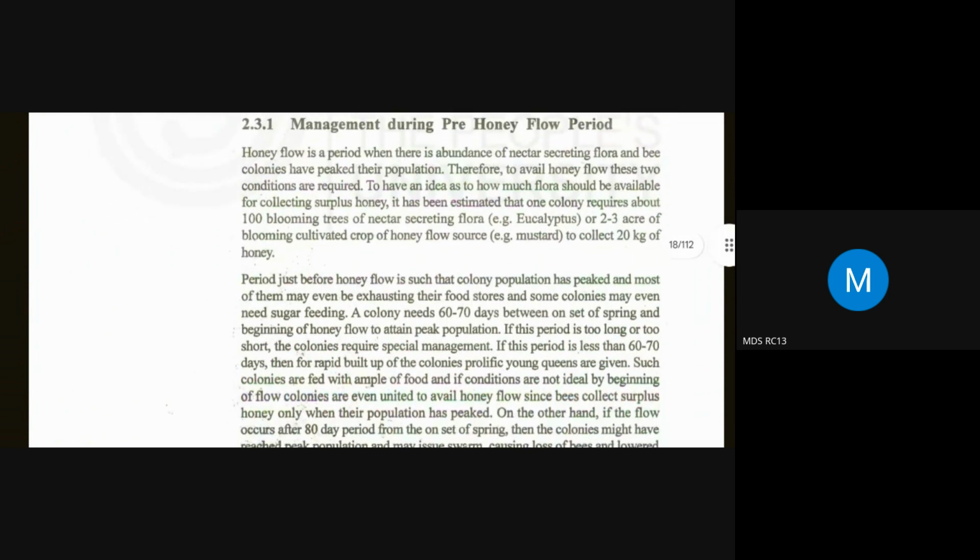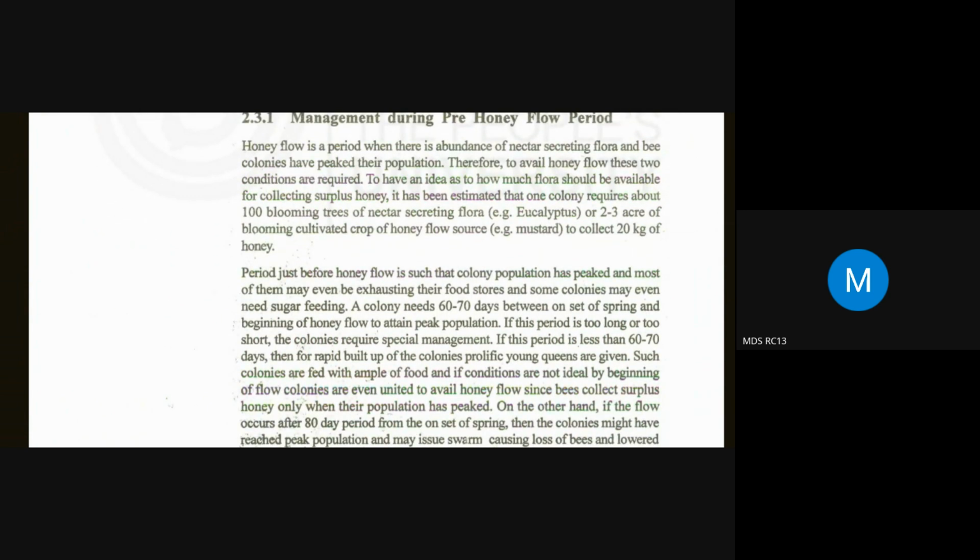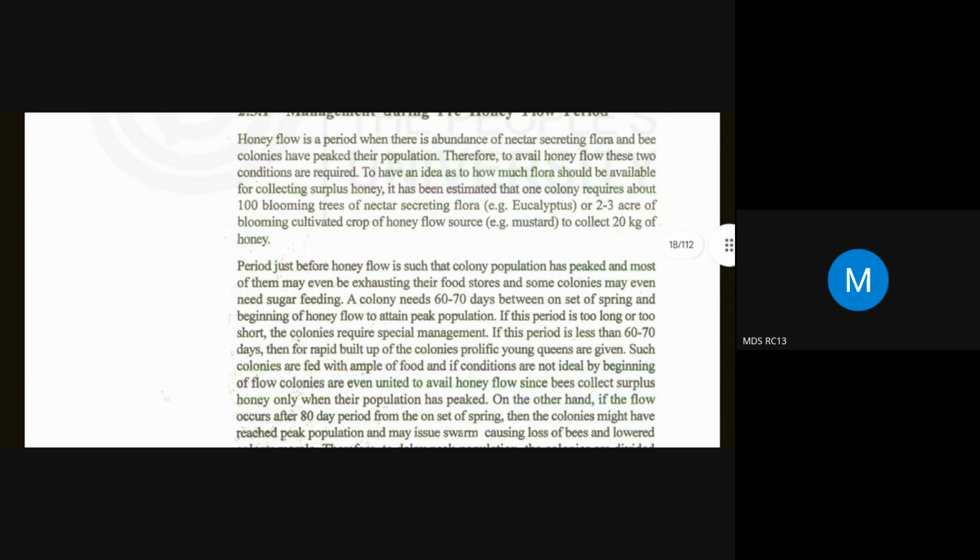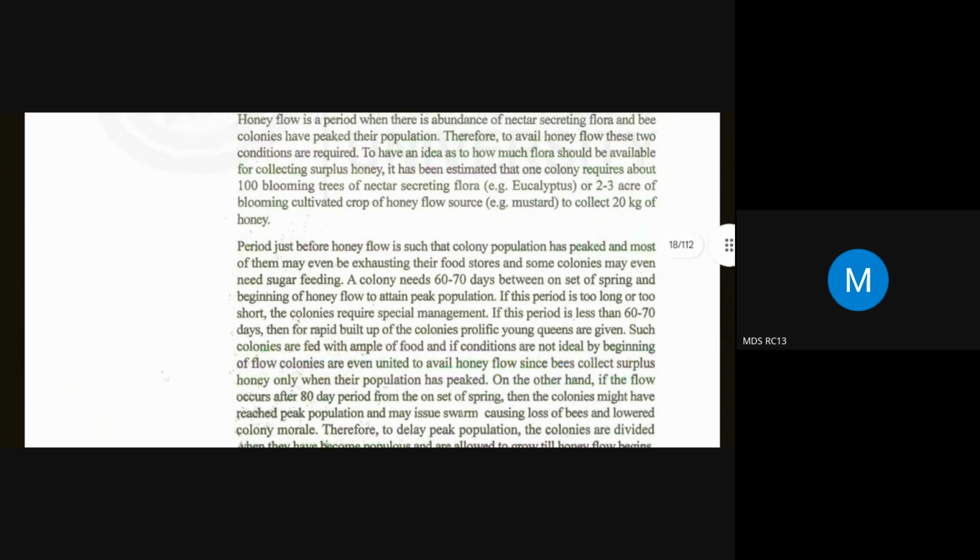All these data will be mostly regarding Apis mellifera, because these course materials are mostly prepared by scientists all over India, but majorly in the northern part of India, in Punjab, Uttar Pradesh, Bihar. These Apis mellifera are the dominant domesticated honeybee species. And these collect more than 20 kgs of honey per box, 20 to 30 kgs of honey per box.